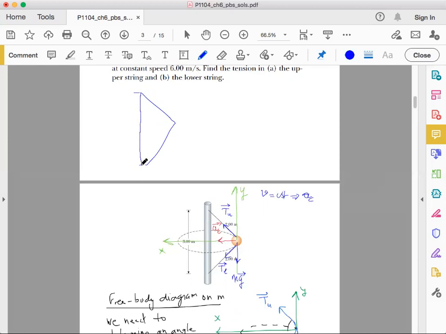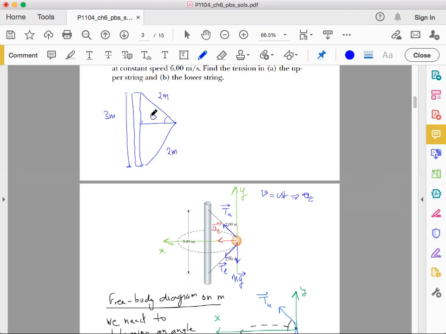So since the two strings are of the same length, if you just make a perpendicular from this point towards the rod, you will end up with a 90-degree angle, and it will end up in the middle of the rod. Because the rod has a length of 3 meters, and the 2 strings have the same length of 2 meters.